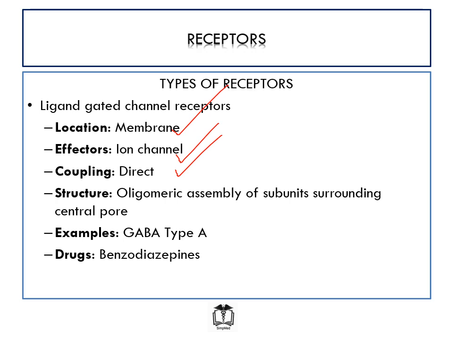Examples of ligand-gated channels include the GABA type A receptors, and a drug that tends to work on this particular type of receptor is the drug benzodiazepine.